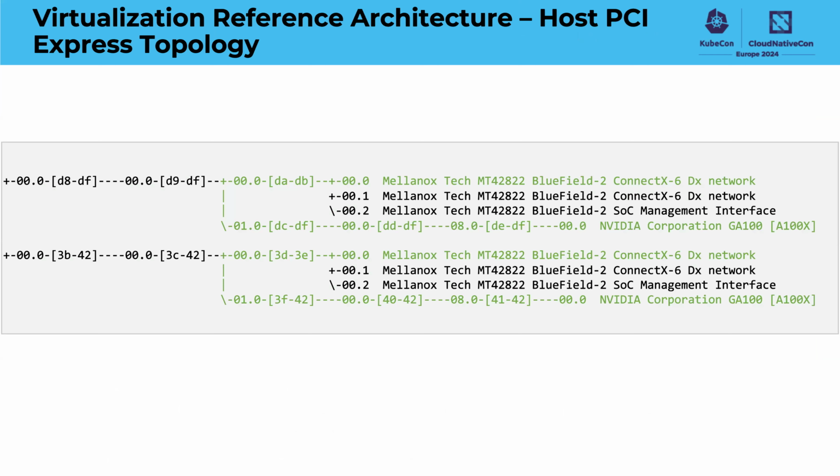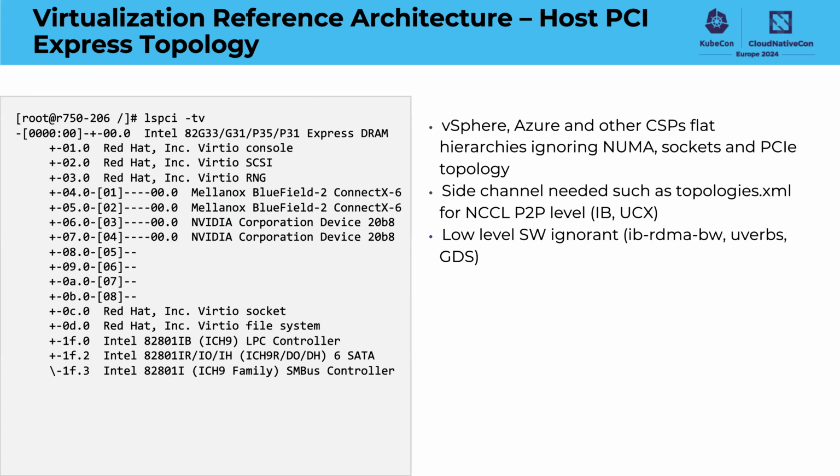This is like our host topology. We have Mellanox NICs and a GPU under a PCI Express switch. So the first thing that we can do is flatten the hierarchy. This is what most CSPs are doing, like vSphere, Azure, GKE, or AWS, is just attaching all those devices, those pass-through devices, behind a PCI root port.